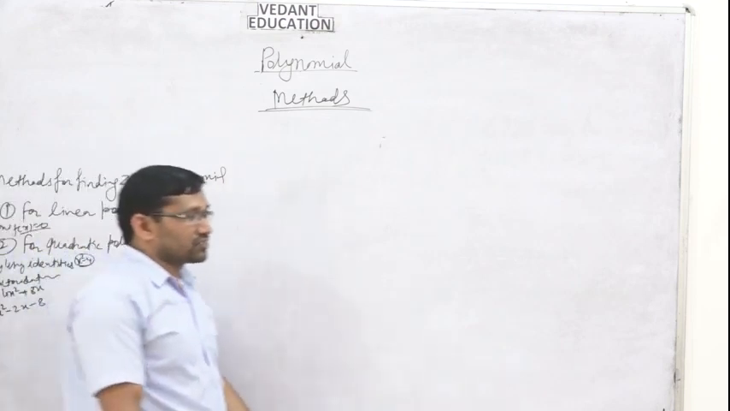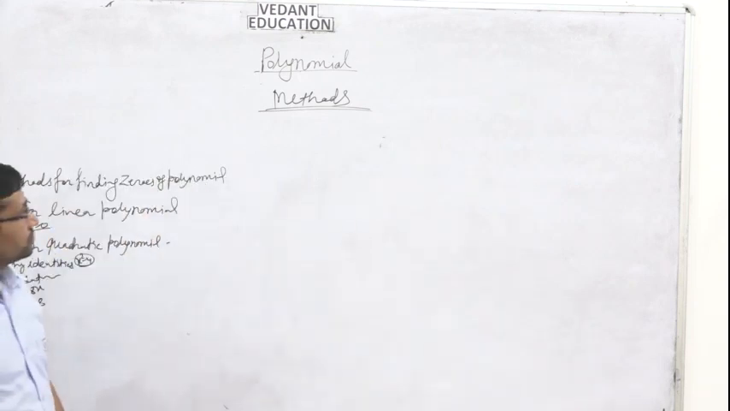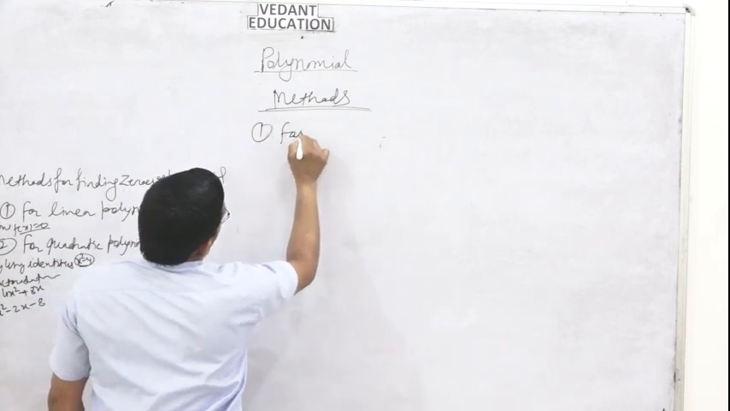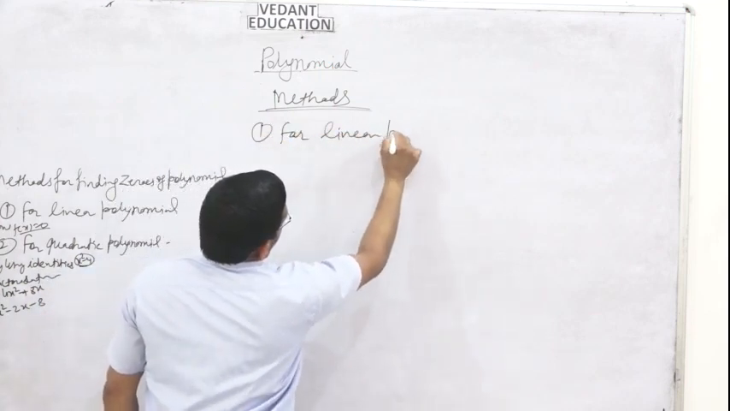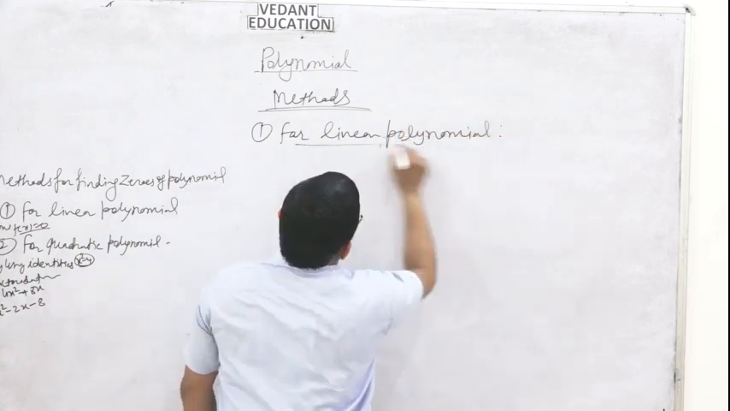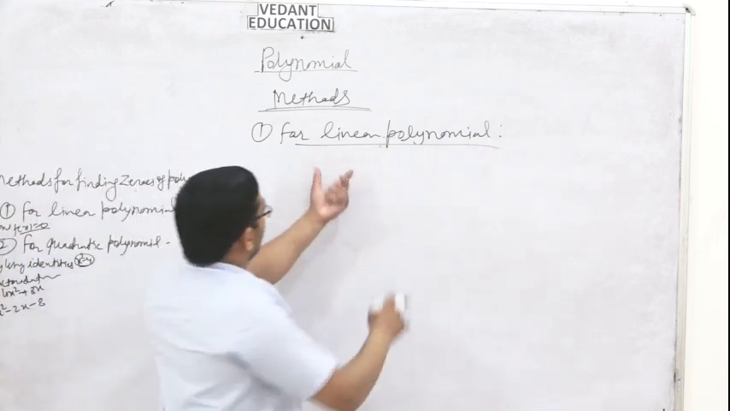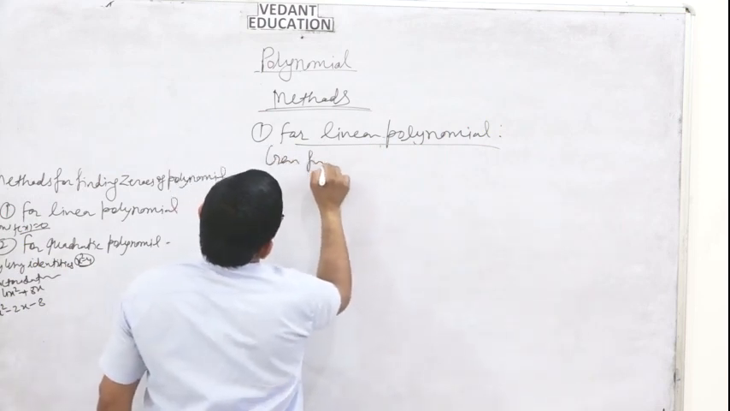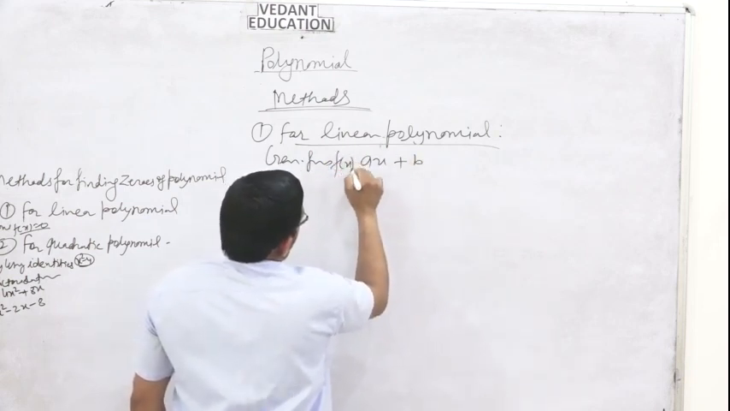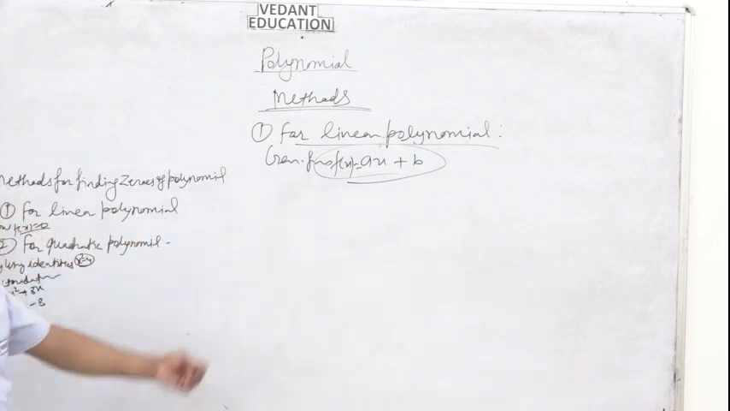कोई भी polynomial given इसके zeros अपन find कैसे करेंगे? क्योंकि सारे polynomials तो हो नहीं सकता कि सब linearly हो. For linear polynomial, what is the general form of a linear polynomial? General form is ax plus b. General form f(x) is equal to ax plus b for a linear polynomial.